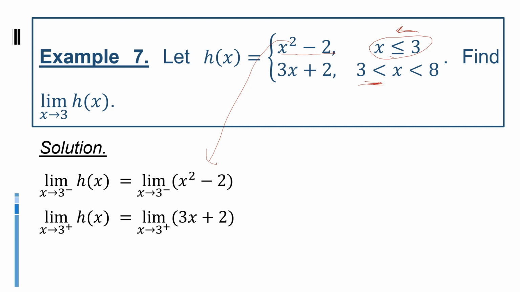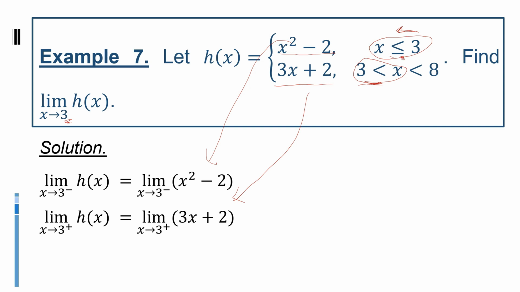And the limit as x approaches 3 from the right of h of x, ito naman yung x greater than 3. So, ang gagamitin naman nating function is yung 3x plus 2. So, we have the limit as x approaches 3 from the right of 3x plus 2. Siguro ang tanong ninyo is, 3 naman yung hinahanap. So, bakit hindi na lang natin gamitin yung may equal sign?